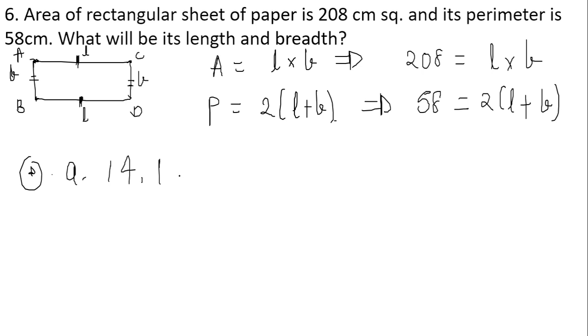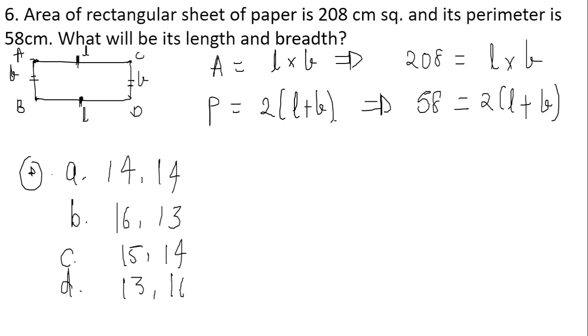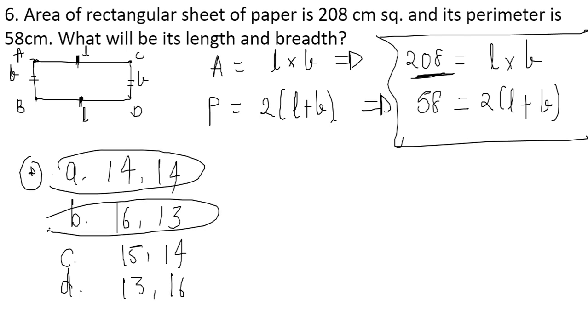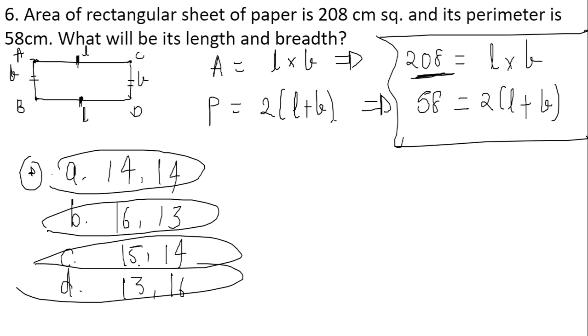Option A was 14 length, 14 breadth. Option B was 16 length, 13 breadth. Option C was 15 length and 14 breadth. Option D is again 13 length and 16 breadth. Now look at this part. Length into breadth is going to give us 208. Simply multiply these two given dimensions.